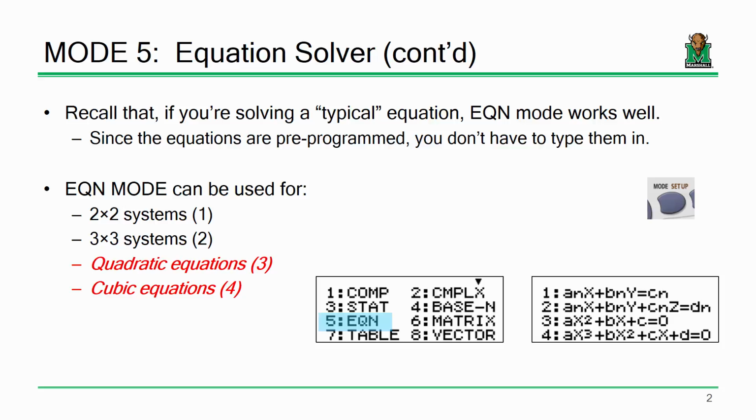Just as a reminder, take your calculator, start it up, and to get into the mode 5, you push the mode button and then the number 5, and then it shows you these 4 options for equation solving. In class last Tuesday we did options 1 and 2. Today we're going to do options 3 and 4, which are quadratic equations and cubic equations.